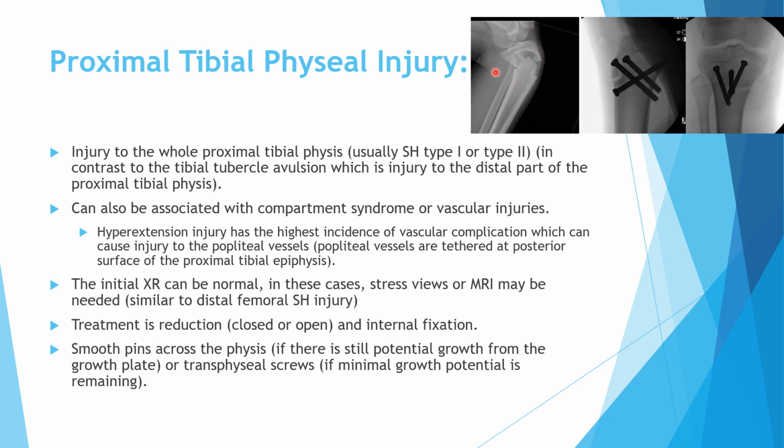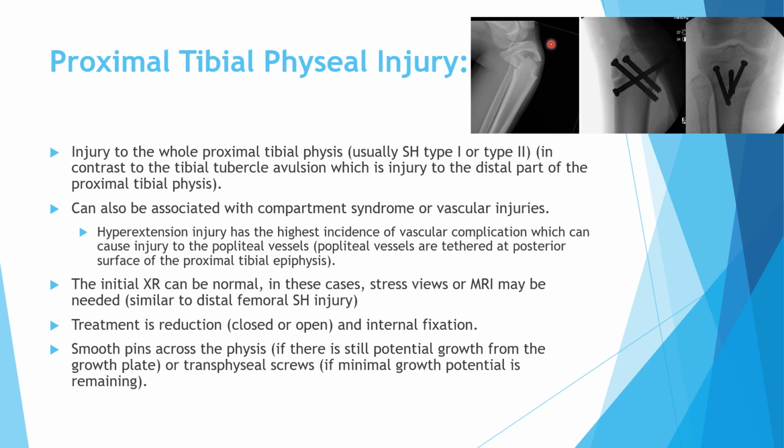Proximal tibial physeal injuries are usually type 1 or type 2, so the injury will either go through the physis or it will take part of the posterior metaphysis. It can also have vessel injury or compartment syndrome. The common one that will get to compartment syndrome is actually the extension type. So the common fracture is the flexion type. The extension type, if it happens, may injure the popliteal vessel because the popliteal vessels are tethered by the posterior surface of the tibial epiphysis.